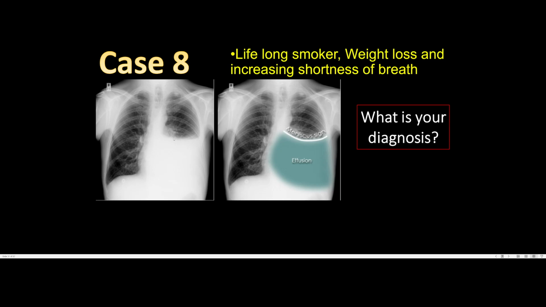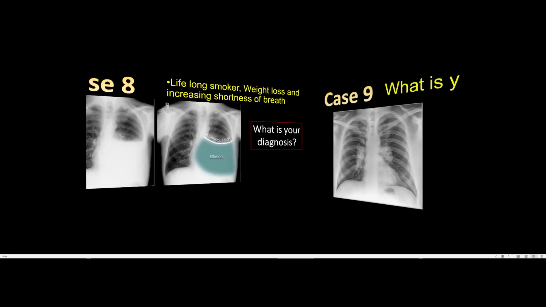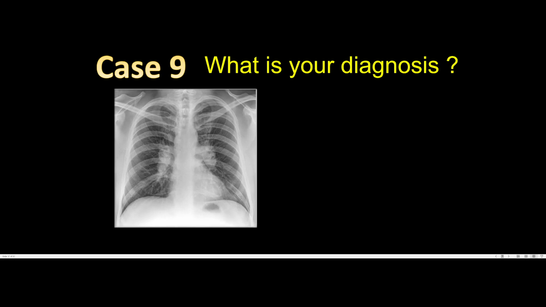So we would order here a CT scan, to look for any pulmonary nodules that we might have missed here. But regardless, this is a left-sided moderate pleural effusion due to maybe squamous cell carcinoma, or maybe small cell lung carcinoma, or even bronchogenic carcinoma. We don't know. All right? So this is for case number 8. Let's look at case number 9.